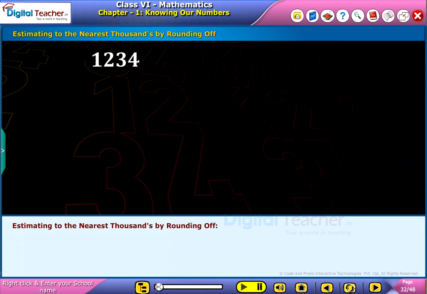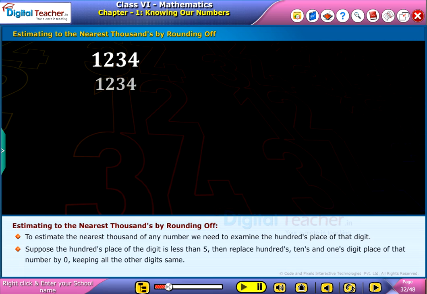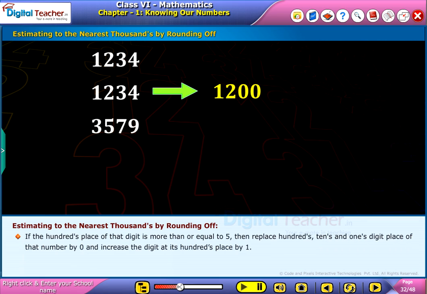Here let us estimate the numbers to their nearest thousands. To estimate the nearest thousand of any number, we need to examine the hundreds place of the digit. Suppose the hundreds place of the digit is less than 5, then replace hundreds, tens, and ones digit place of that number by 0, keeping all the other digits same. If the hundreds place of the digit is more than or equal to 5, then replace hundreds, tens, and ones digit place of that number by 0 and increase the digit at its thousands place by 1.